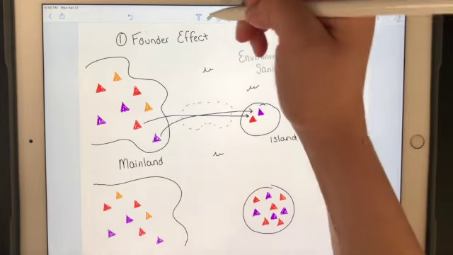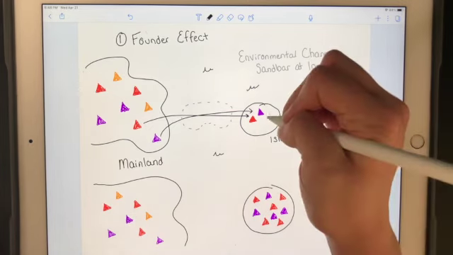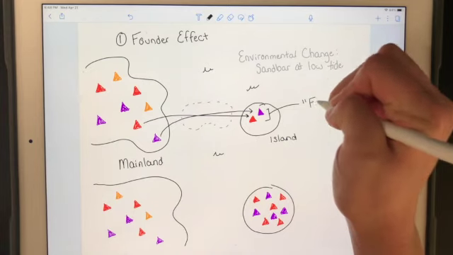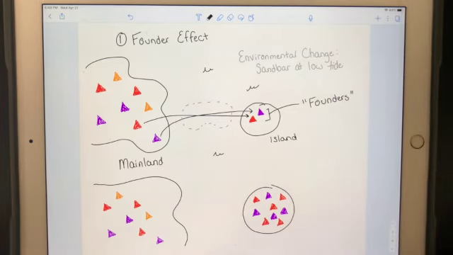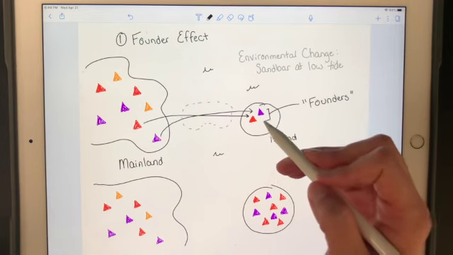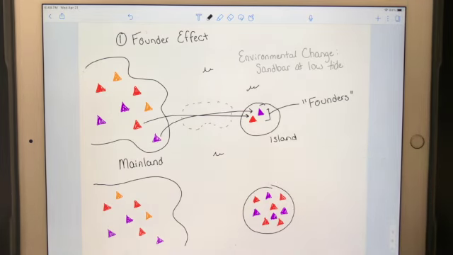So what has happened here with the founder effect, and we call it the founder effect because these two triangles are called the founders. You can think about the founding fathers or some of the first people to come over here from Europe. These are our founding mothers and fathers so we can have babies, but our founders of the island, which now becomes overrun by triangles.